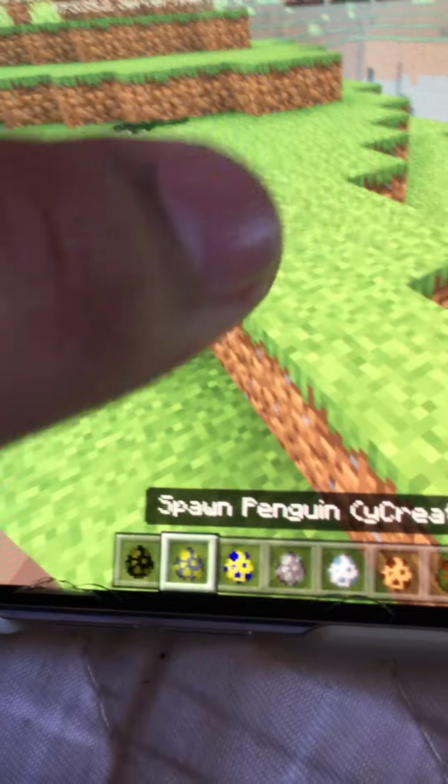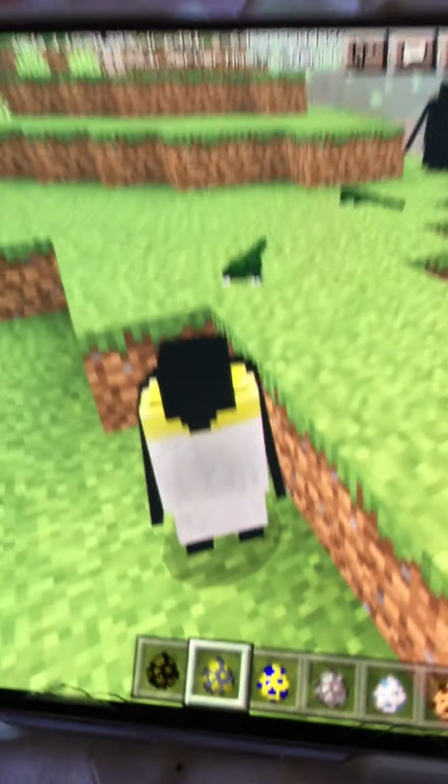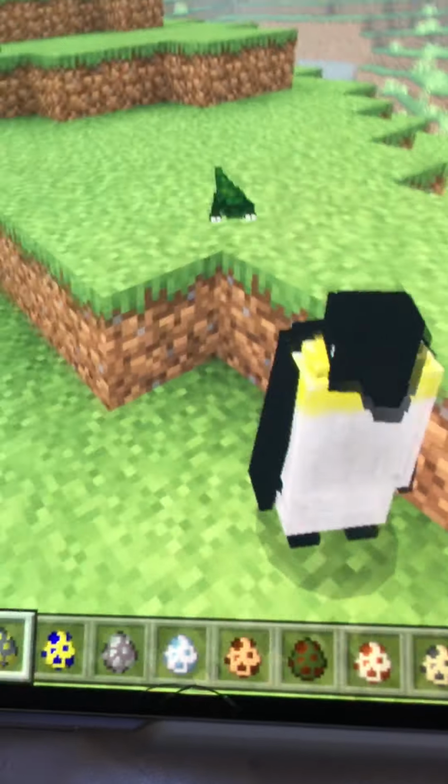M is for mouse, he scares elephants. N is for newt, he's so small. O is for ostrich, he's half, don't tell fly. P is for penguin, penguin. It looks kinda cute, ha!